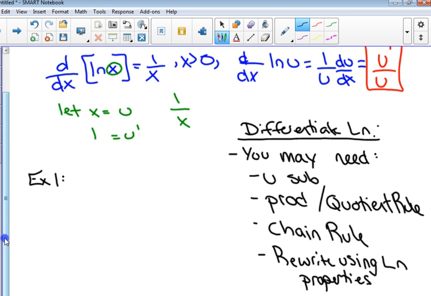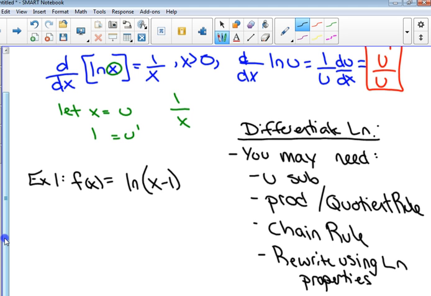So we're going to start off with this pretty easy, and you guys will see how they can evolve into some tougher stuff. So for your first example, we're going to have f of x equals ln of x minus 1.